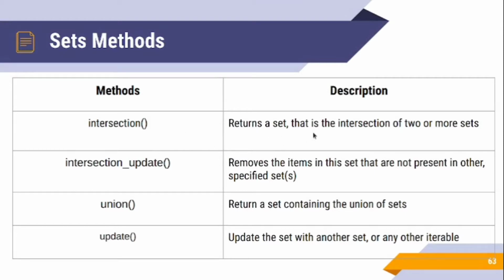Intersection returns a set that is the intersection of two or more sets. Union returns a set containing the union of sets. So note it down. I will tell you with an example so that it will be clear to you.